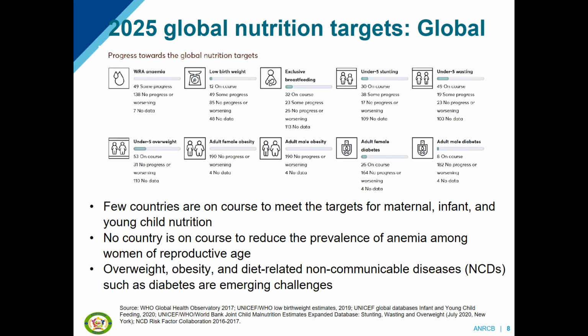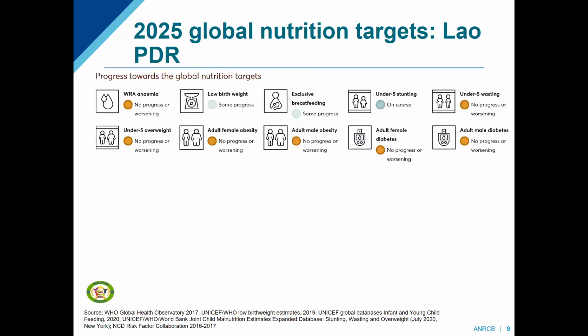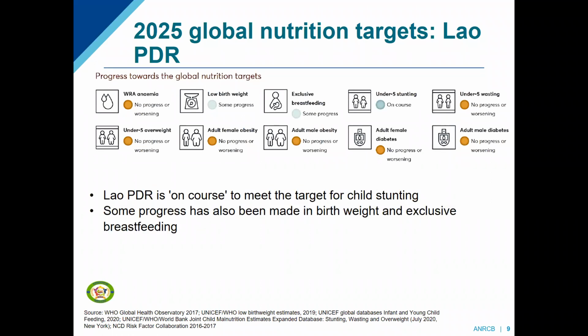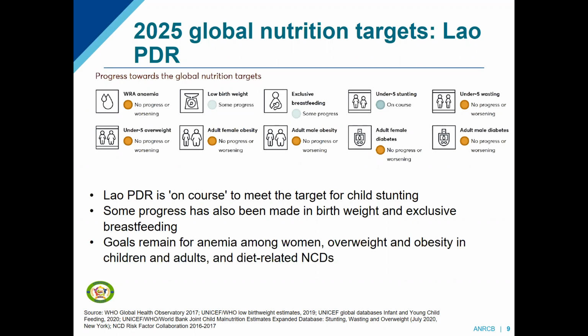Here we see the progress of Laos towards its nutrition targets. Laos is on course to meet the target for child stunting. The country has also made progress in low birth weight and exclusive breastfeeding. However, goals remain for anemia among women, overweight and obesity in children and adults, and diet-related non-communicable diseases.